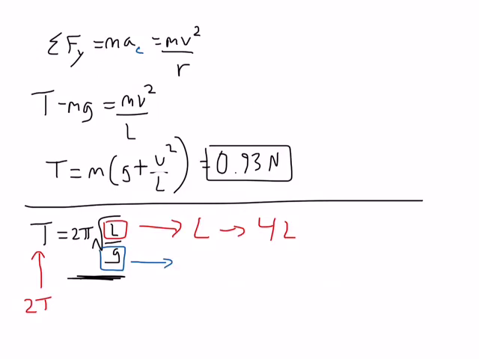The other option, we can do something similar with G, but it's in the denominator. So we need to make G into 1/4 of G. So, right, we could either make the string 4 times longer or find a planet where gravity is 1/4 as strong. Either one of those would work. The length is probably the more obvious option.